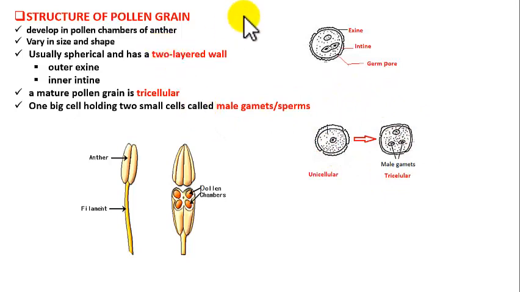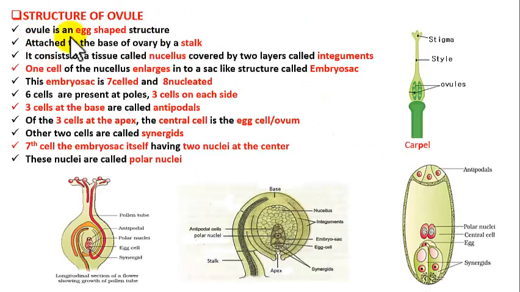Now let us move to the structure of ovule. This is more important for exam when compared to the structure of pollen grain. So let us start. What are ovules, students? I told in my previous video, right? Ovules are future seeds produced inside the ovary of the female reproductive part called carpel.